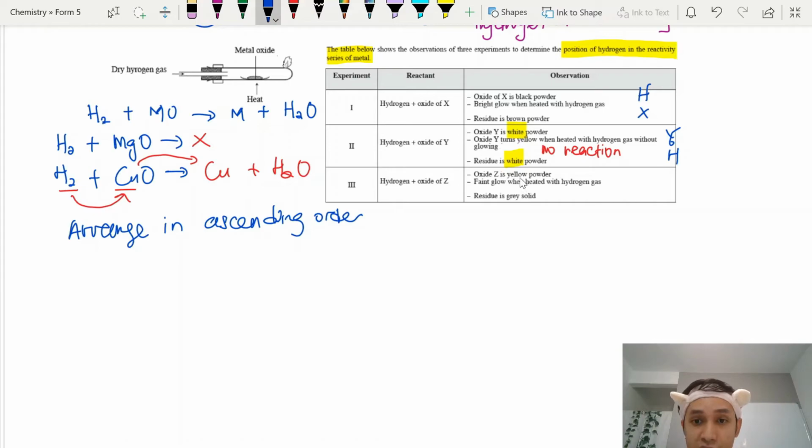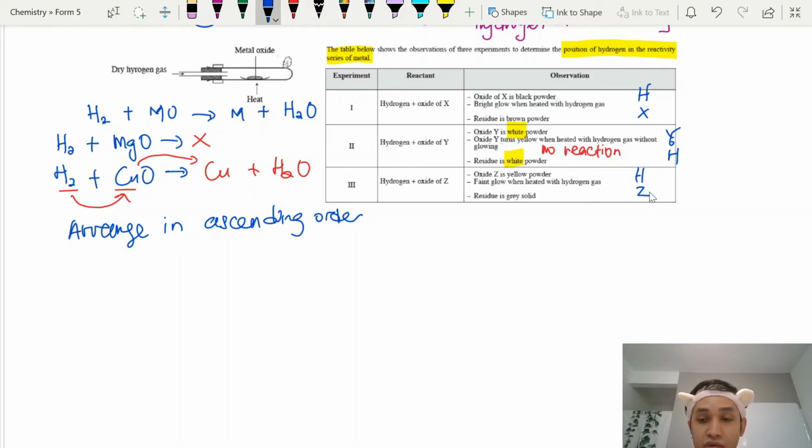All right, last one, let's check again. Before, the oxide of Z is yellow powder. After reacting with hydrogen, it changes into gray, meaning the residue is gray, right? So this one means you have a reaction because the color is different. So hydrogen is higher than Z. Alright, so now I roughly know that Y is higher than the hydrogen, and hydrogen is higher than X and Z.